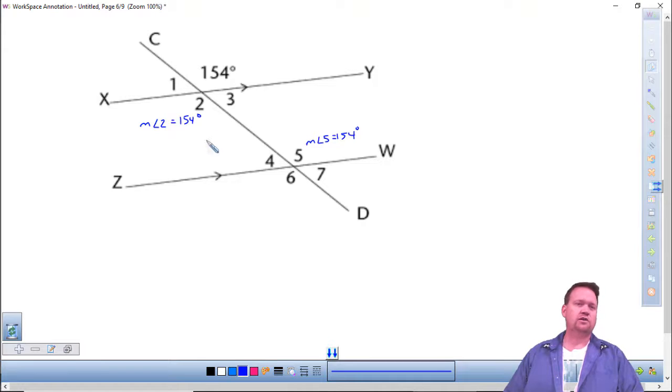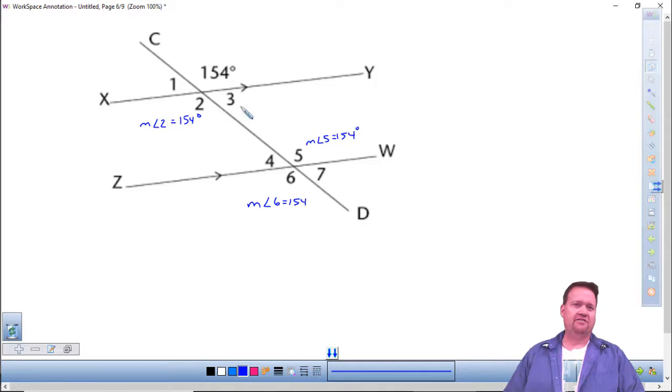And there's one more corresponding angle to angle 2. What's in the same place down here as angle 2? If you look at the bottom left, it's angle 6. So the measure of angle 6 is also 154 degrees. When you have parallel lines and they make 8 angles, 4 of them are going to be the same, and all 4 of the other angles are going to have the same number of degrees.